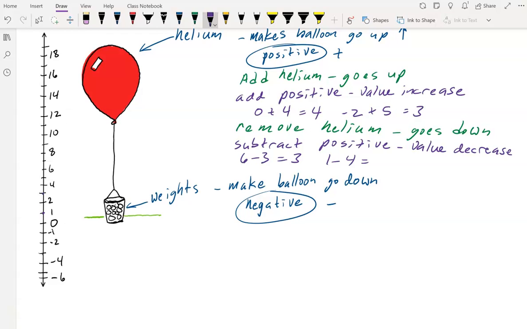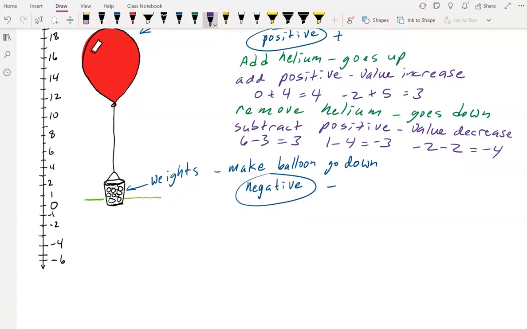That's down to -3. Better still, what if it is 2 units below the table, and I take away 2 units of helium? So I'm sitting at 2 below the table, and I take 2 more away. 1, 2. Well, now I'm down at -4. So that's what happens when we add helium or remove helium. When you add a positive, the value increases. When you subtract a positive, the value decreases.